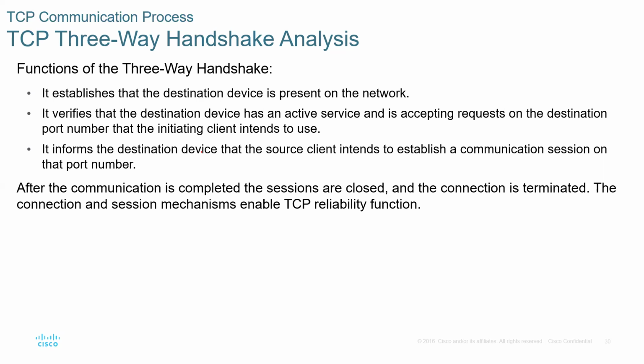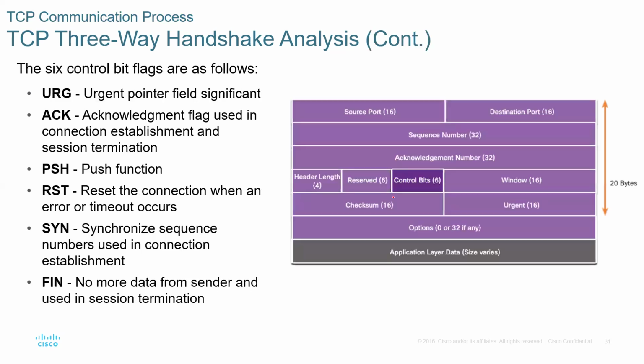Significance of the three-way handshake. It informs the destination device that the source client intends to establish a connection. Okay, we've established that. After the communication is completed, the sessions are closed, the connection is terminated. The connection and session mechanisms enable TCP reliability functions. I think we've gone through this.